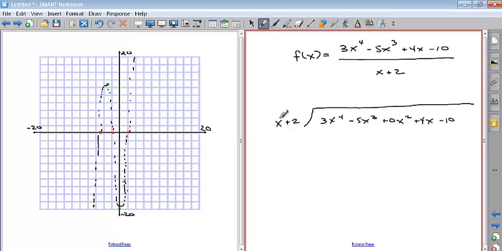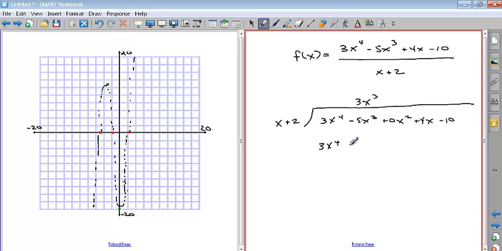So we ask the question, what do I need to multiply x by to get 3x to the 4th? Well, the answer is 3x cubed. So take 3x cubed times x, which is 3x to the 4th.